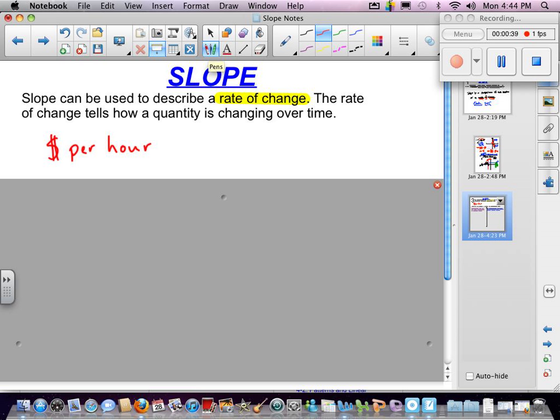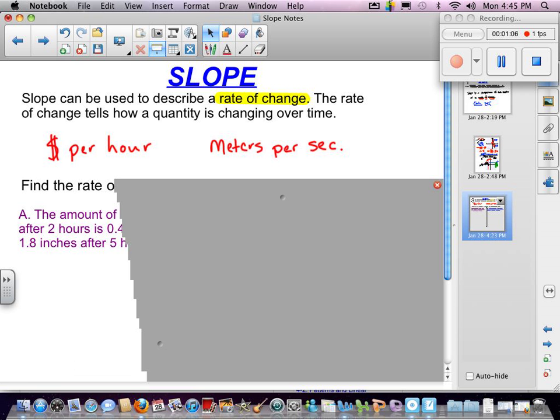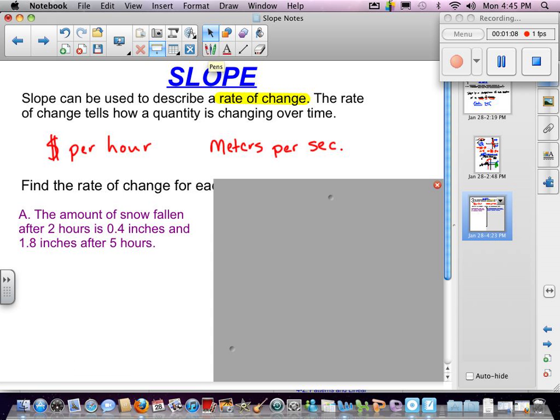In science, you see a lot of this when you're talking about meters per second. Okay, and of course, meters is your quantity, seconds is your time. We use this all the time. Anytime you get into a vehicle, you're talking about miles per hour. So number of miles you travel is your quantity, per hour is your time. Okay. So let's take a look at a few examples and see if we can't figure out some of this.